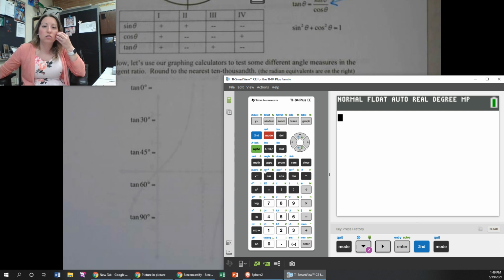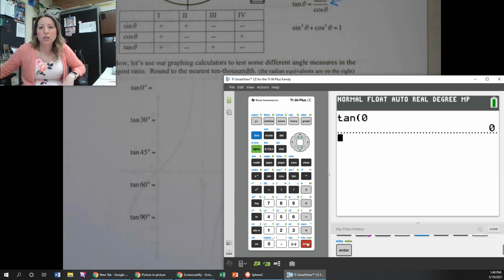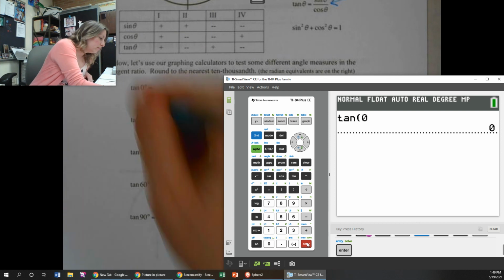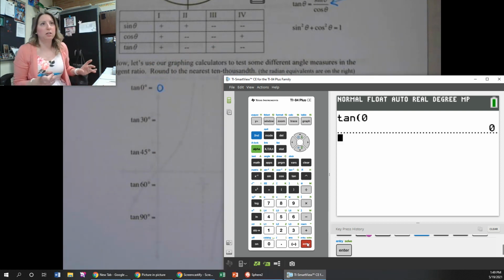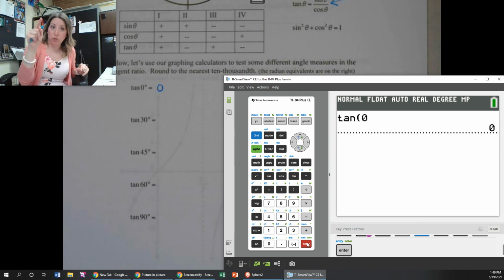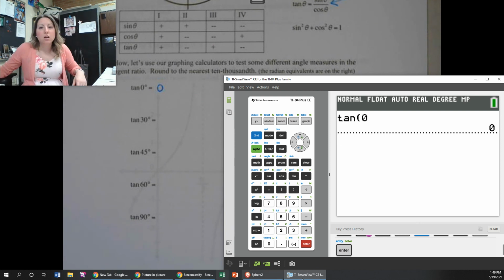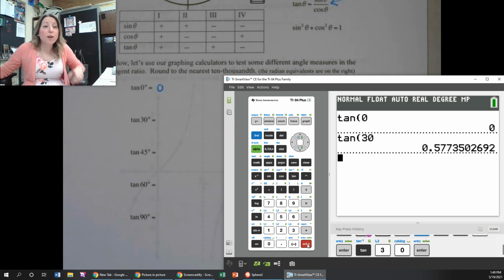So let's plug in the tangent of 0, which is 0, okay? Well, that makes sense because at 0, y is 0, and x is 1, right? So 0 divided by 1 is still 0. Now let's do tangent of 30. Oh, right. This is going to be an irrational number because if at 30, remember your sine is going to be 1/2. That's going to be your top number. And your cosine is going to be radical 3 over 2.